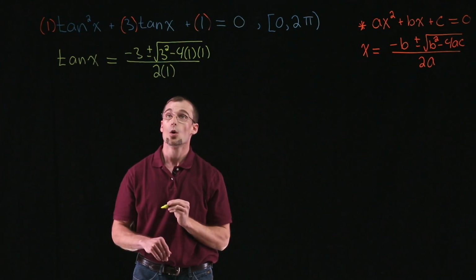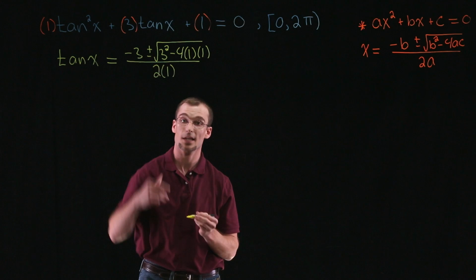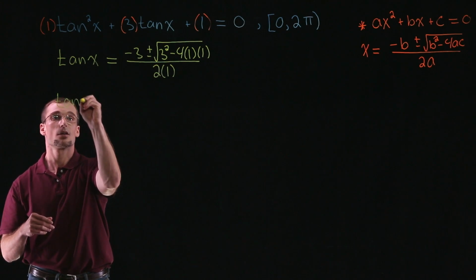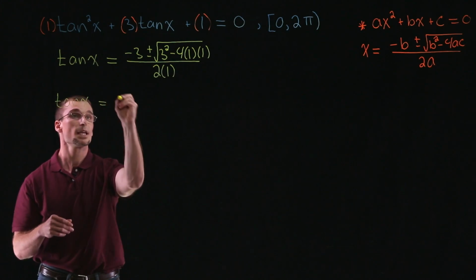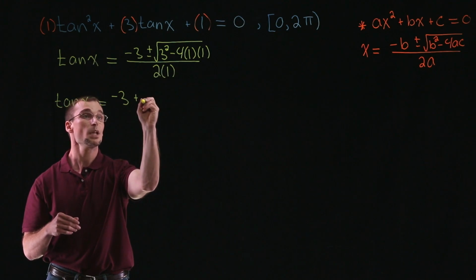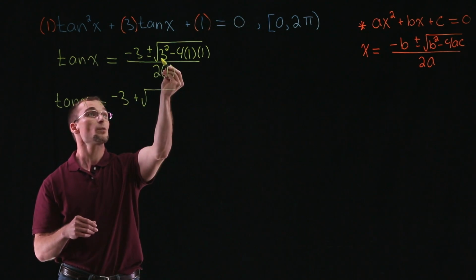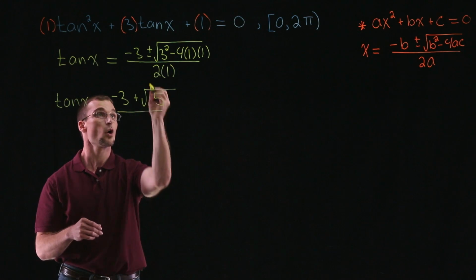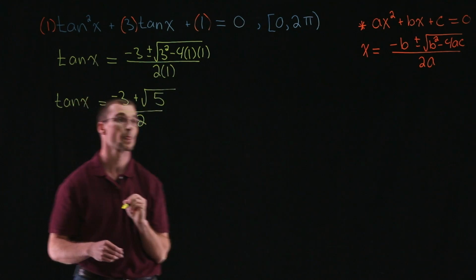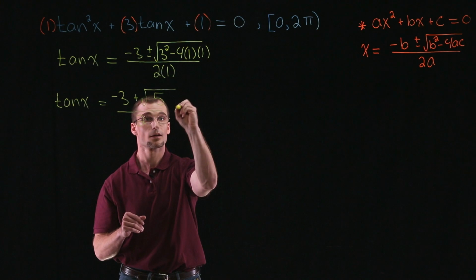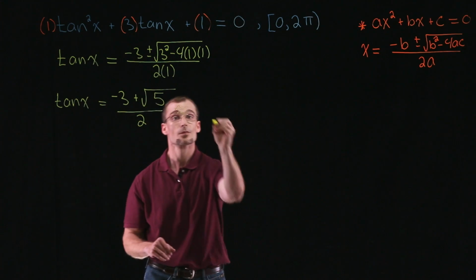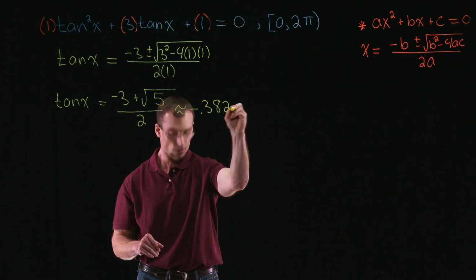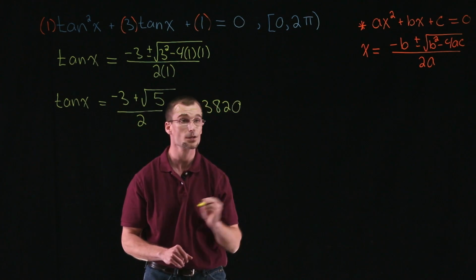Okay. So what we have here with our plus and minus is actually two solutions. So we'll write this separately. The first solution is tangent x equal to negative 3 plus the square root of 3 squared, which is 9, minus 4, gives us the square root of 5, all over 2 times 1, which is 2. Now if we plug this into our calculator, we can approximate this as negative 0.3820. So that's our first solution.